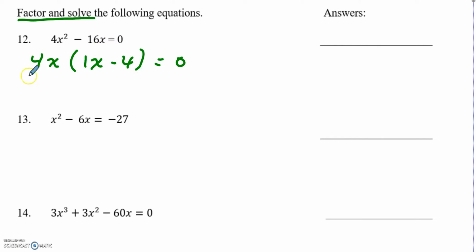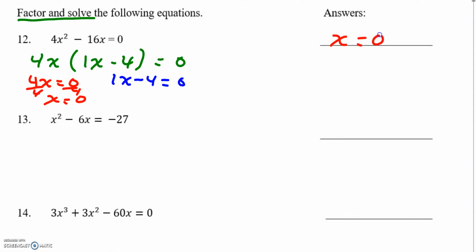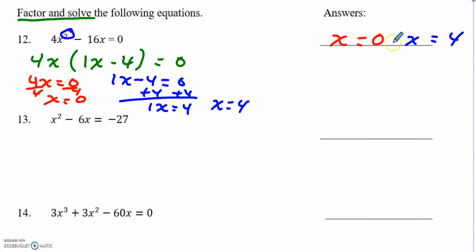So what I can do is the zero product property. 4x equals 0 as one equation, and 1x minus 4 equals 0 as the other. In this example, I would get x equals 0, because when I divide by 4, one of my answers is x equals 0. And my other answer, if I add 4 to both sides, I'd have 1x equals 4, or just x equals 4 as my other answer. Makes sense. X squared leads to 2 answers.